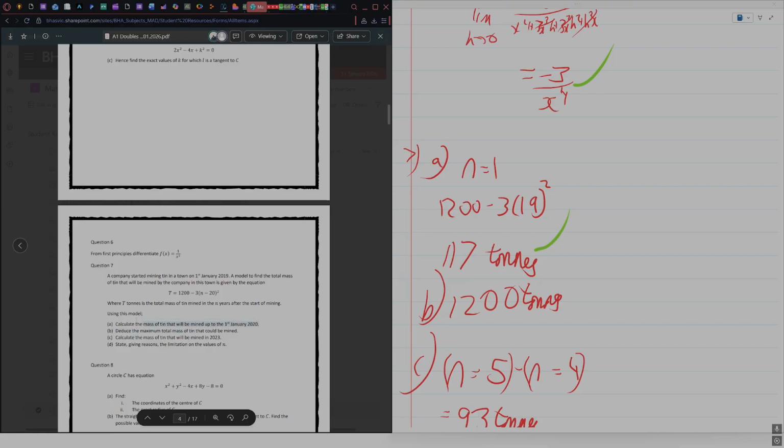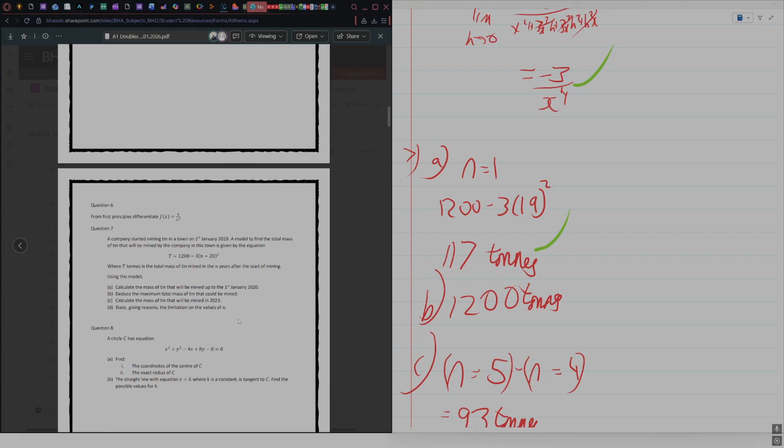Well, this is just a random model they've given us. In the paper, these were all like 1-2 mark questions. So, yeah, there's not much work for any of them, so it makes sense. This is just saying when it's been 1 year, so n equals 1, substitute, you get your answer.